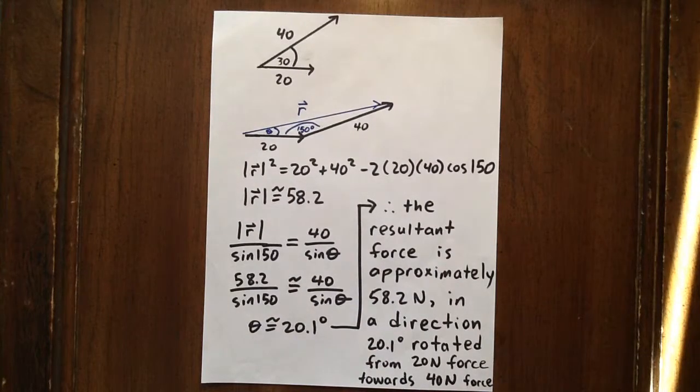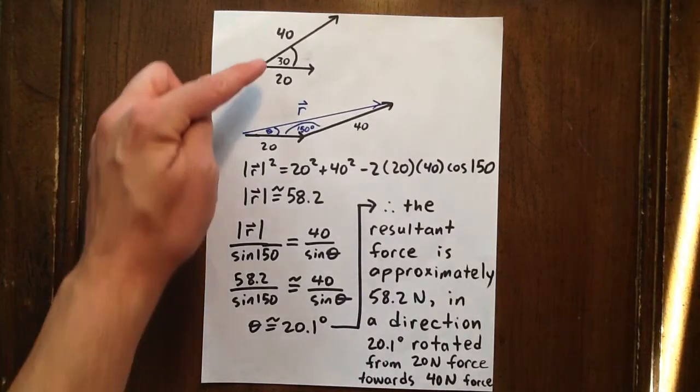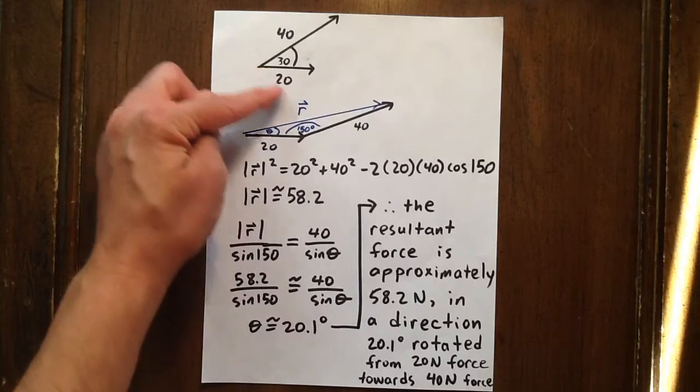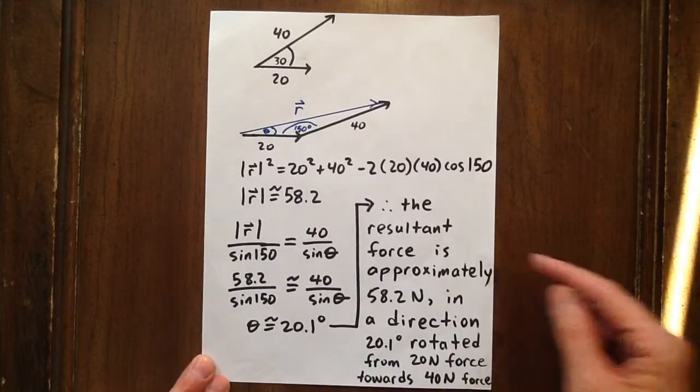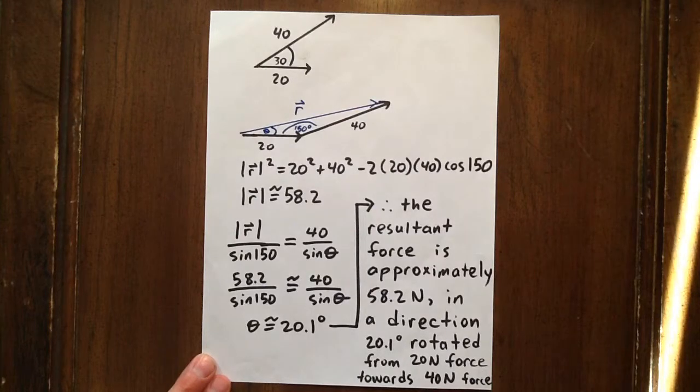However, we can't say above the 20 Newton force because we don't know that the 40 Newton force wasn't below the 20 Newton force. The question was very general. So we have to give a very general answer, but be as specific as we can without referring to directions like up, down, or left, right, or even north, south, east, and west.